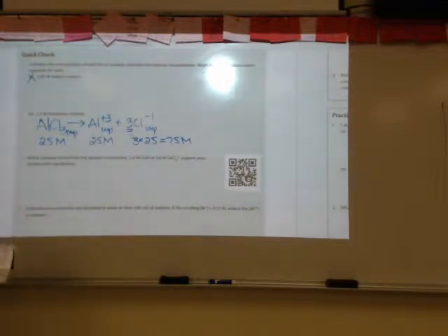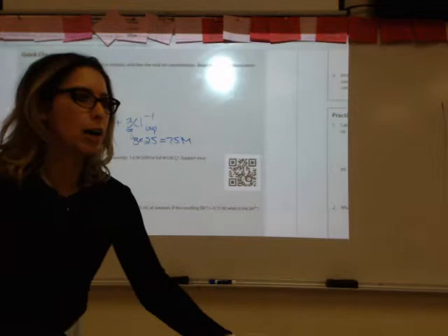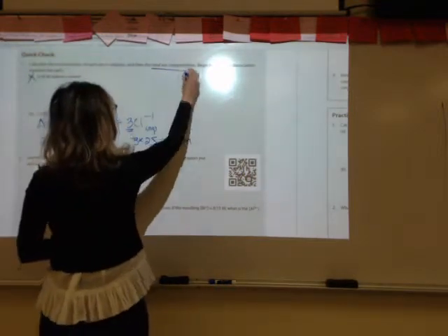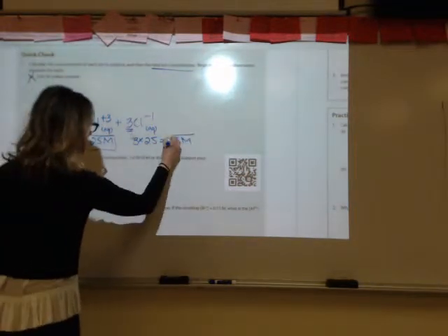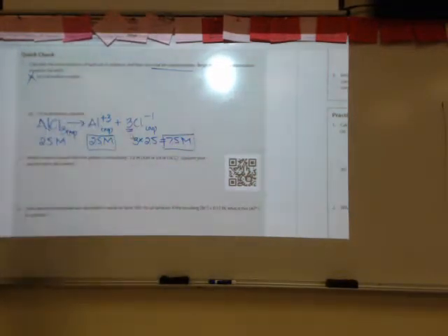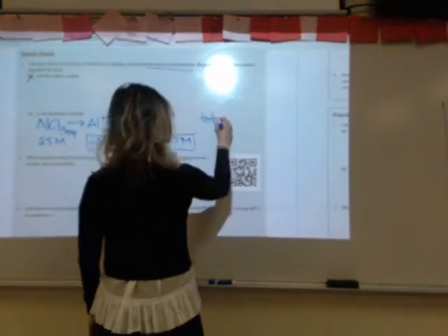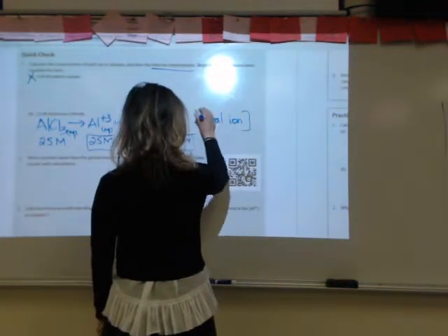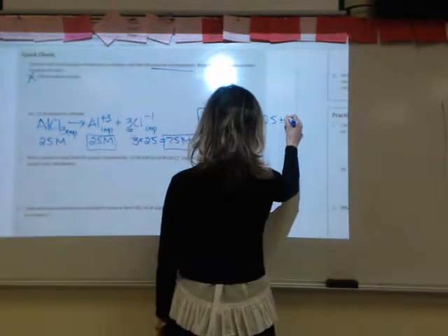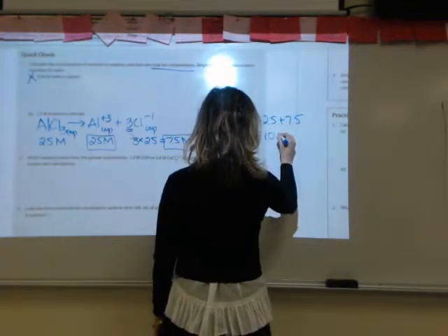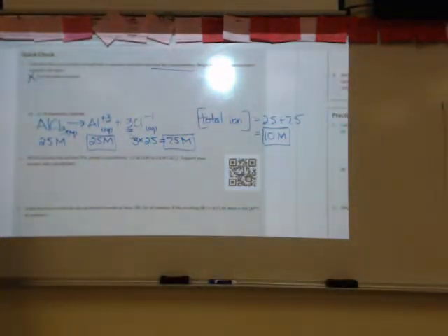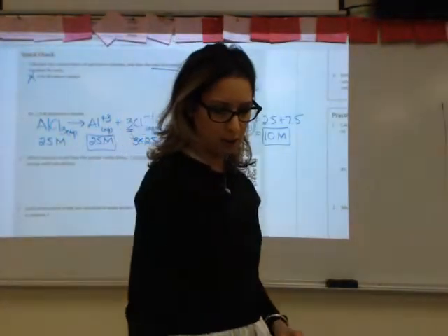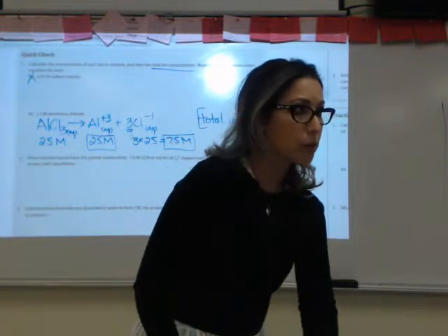Okay? What if I said to you, I want the total ion concentration, because it says that up here. If I want the total ion concentration, then wouldn't I add this and this together? Okay? So the total ion concentration would be 2.5 plus 7.5, which is 10. Questions for me? Okay. Do you want to try one of these on your own?